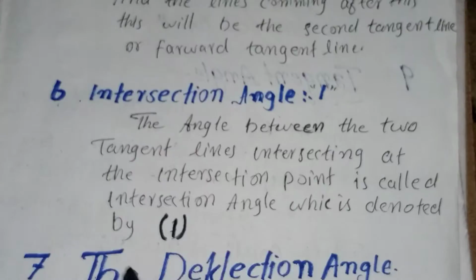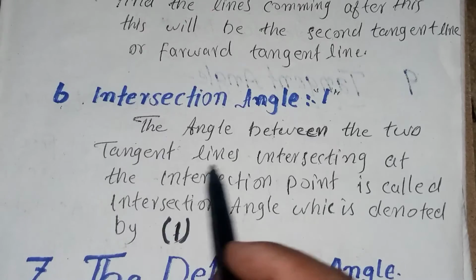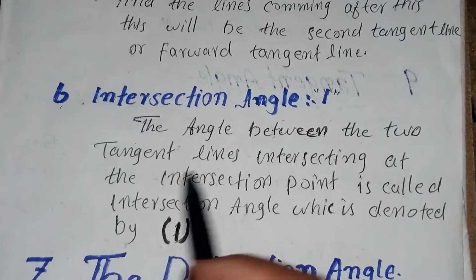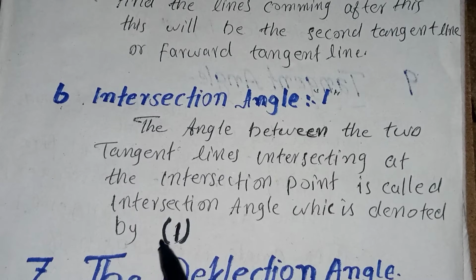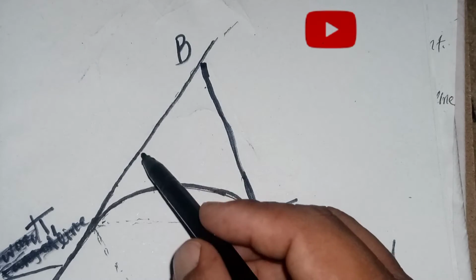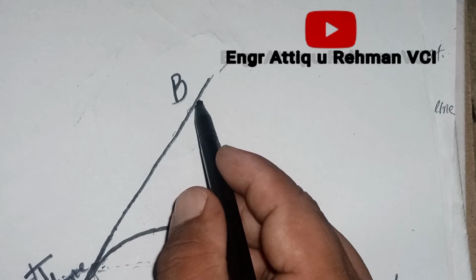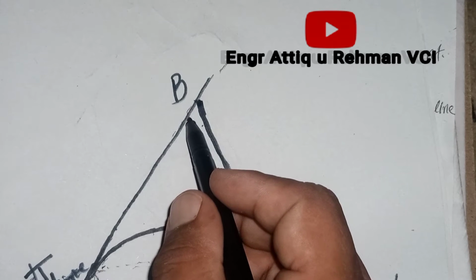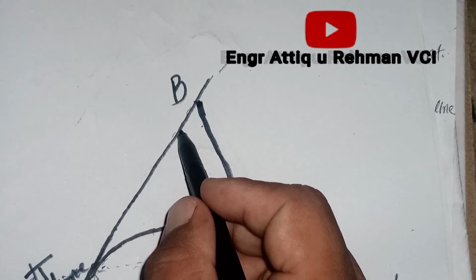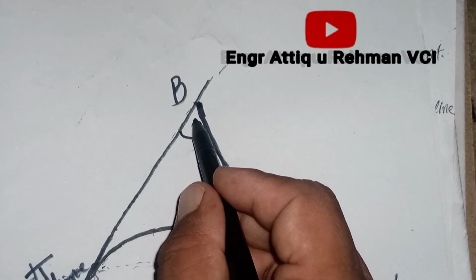Sixth number, intersection angle. The angle between the two tangent lines intersecting at the intersection point is called intersection angle, which is denoted by I. It means that two straight lines or tangent lines are intersecting here at the intersection point, as we know, and we get this angle. This angle is called intersection angle and is denoted by I.